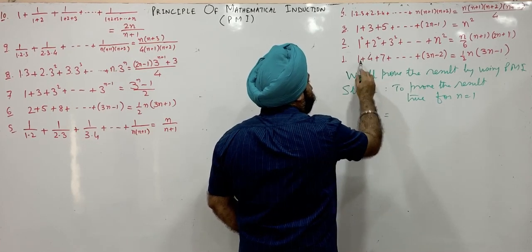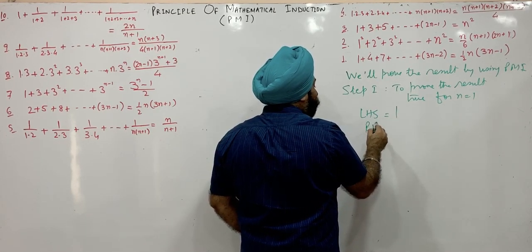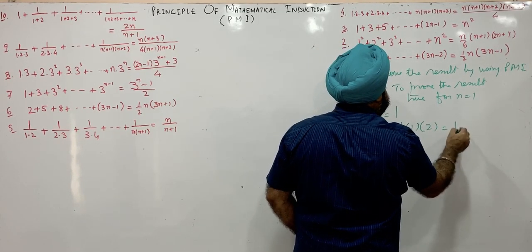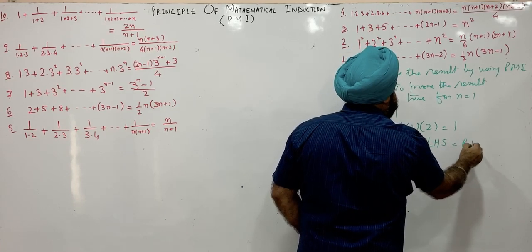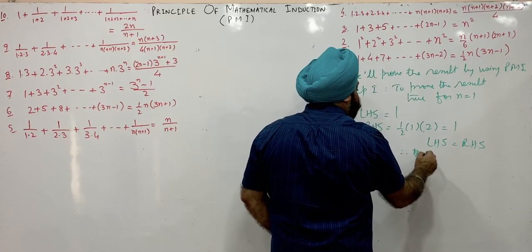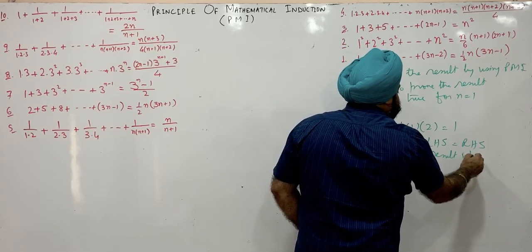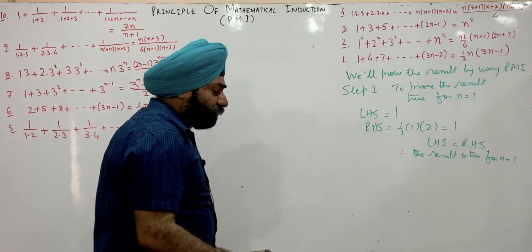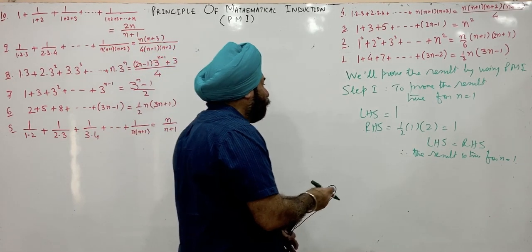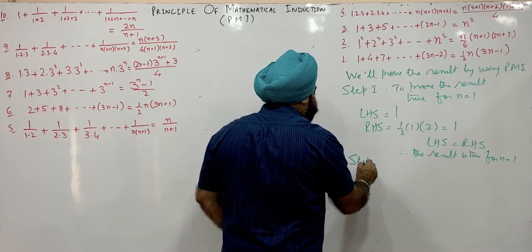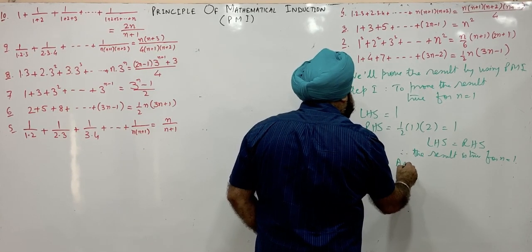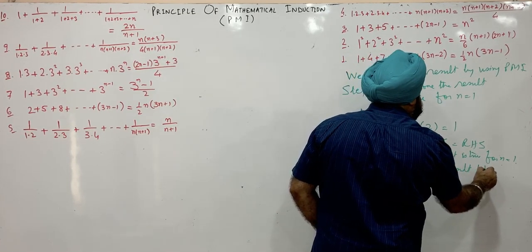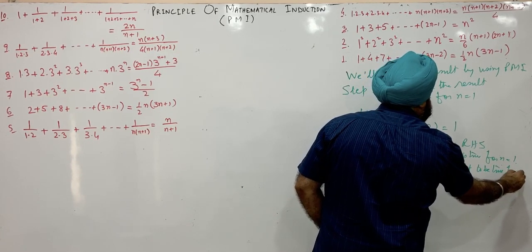Left hand side will be the first term only, that is 1. Right hand side we put n is equal to 1. This is 3 minus 1, that is 2, so this is 1. Left hand side is equal to right hand side, therefore the result is true for n is equal to 1. This is how we prove the result true for n is equal to 1. And in the second step, step 2, that is, we assume the result to be true for n is equal to k.